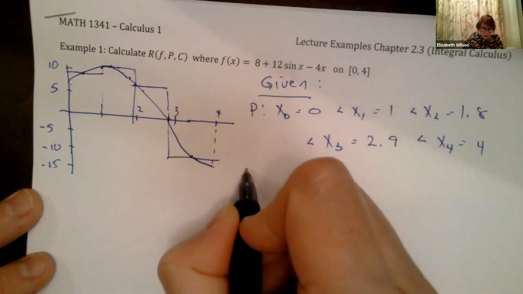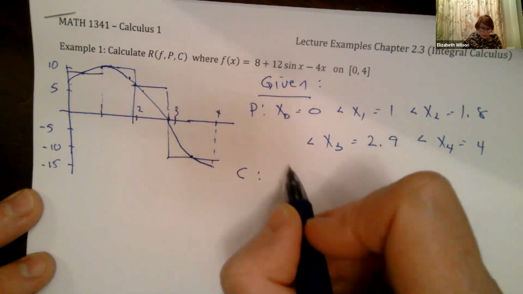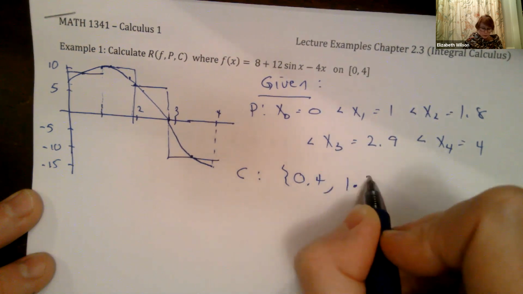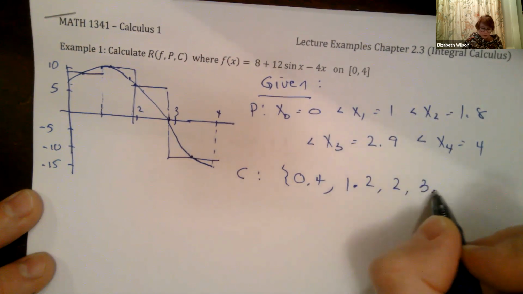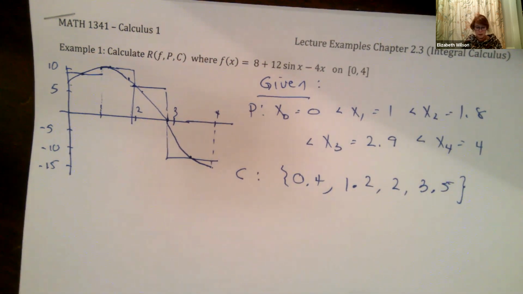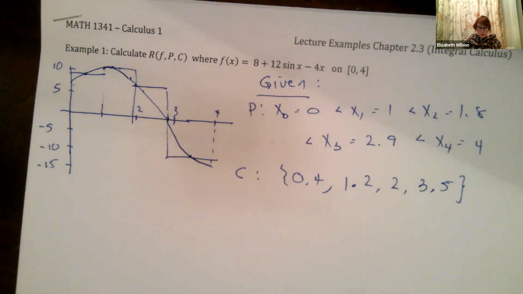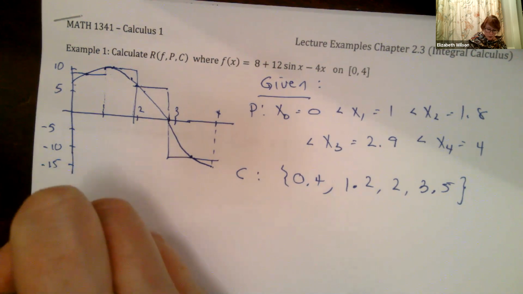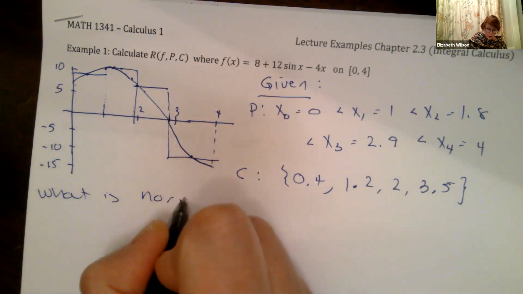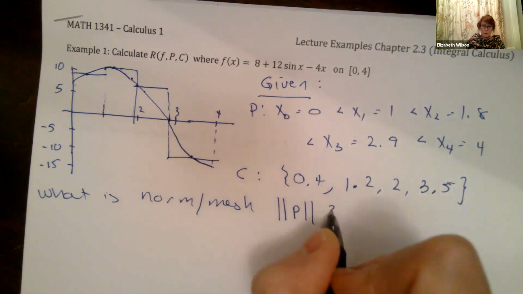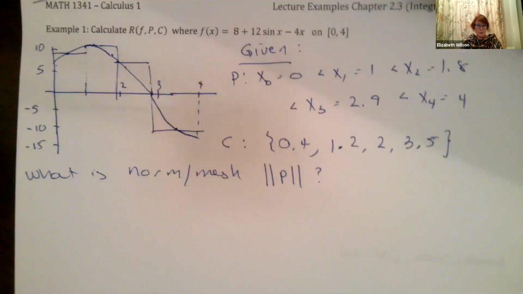And we're given our sample points, c. They're going to be equal to 0.4, 1.2, 2, and 3.5. I had to give you those, right? So that you can use it to draw out your rectangles, and we're going to use it to calculate our delta x's. And we also want to know what the norm of the mesh is equal to. Okay, we're going to calculate that as well.